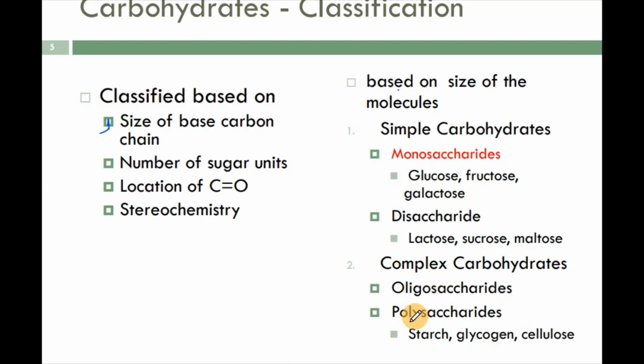Well-known polysaccharides in the body are what we call starch, which is a form of energy storage in plants, glycogen in animals, and cellulose, which forms the cell component of plant cells.